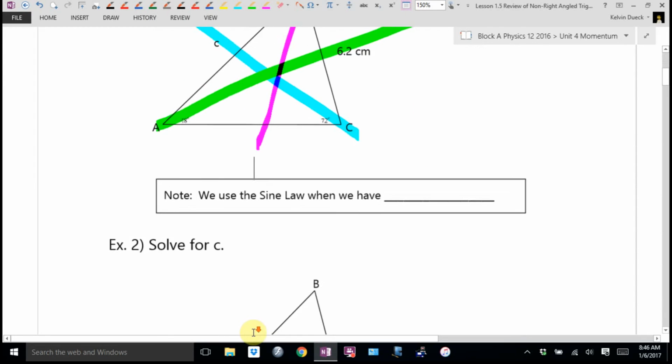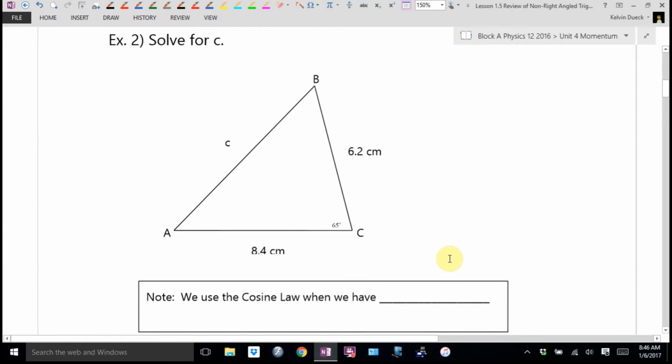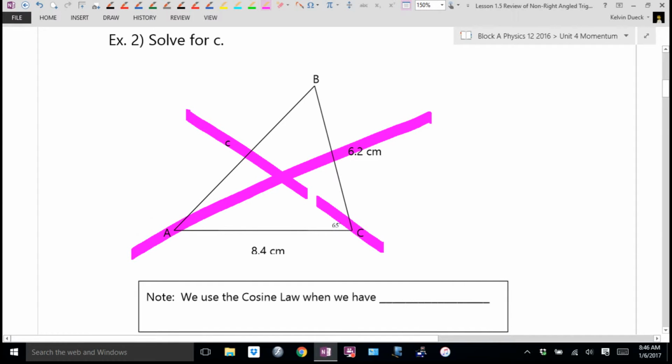Compare that with this one here. I don't have a pair, don't know both of them. It's going to be cosine law. It's that quick. Oh, and I know it's not SOHCAHTOA because there's no right angle. So I got to add that little mental step. But it's usually pretty obvious. Can't use SOHCAHTOA, no right angle.